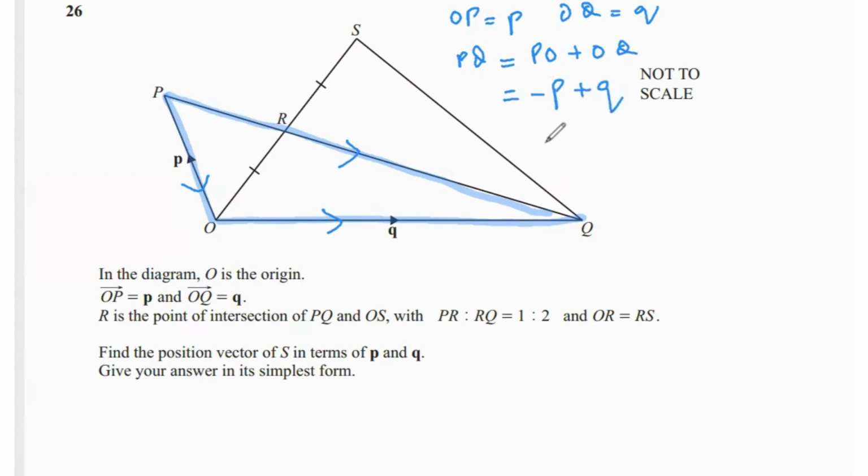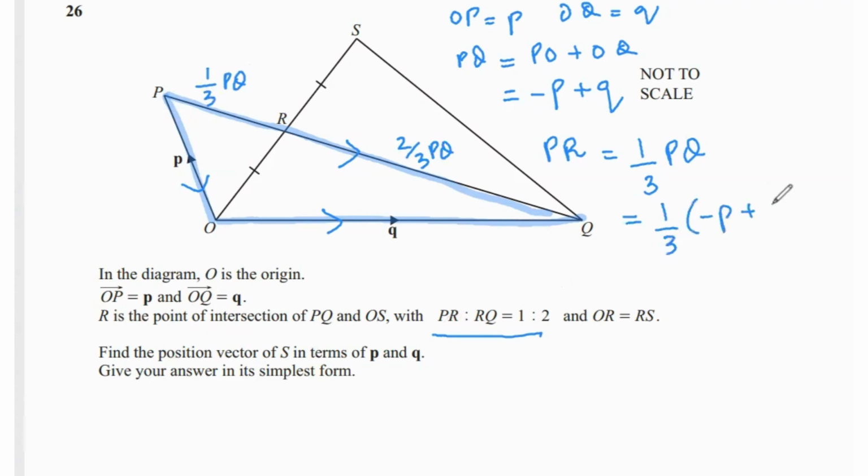Next, I'm going to find PR. Now, PR is going to be 1/3 of PQ. Why 1/3 of PQ? Because it's said that PR to RQ is 1:2. So this is 1/3 of PQ, and this is 2/3 of PQ. So PR is 1/3 of negative p plus q, and RQ is 2/3 of negative p plus q.